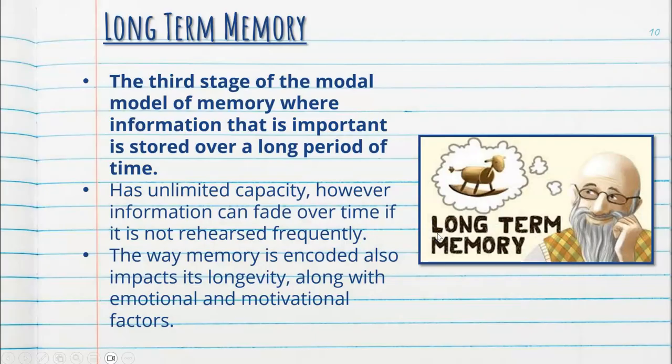So the final stage is long-term memory. This is the third stage of the modal model, where information that is important is stored over a long period of time. It has unlimited capacity. However, information can fade over time if it's not rehearsed frequently. The way memory is encoded also impacts its longevity, along with emotional and motivational factors. So there are other variables, in other words, that can affect how the memory is encoded in terms of its accuracy.